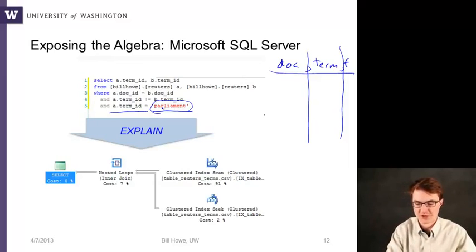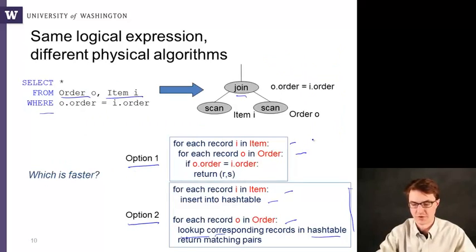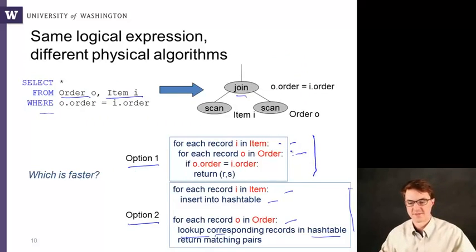So now, what I want you to notice, though, is that when I explain this query, I get a different physical plan. The logical plan looks the same. It's still got scan, scan, and a join, but the algorithm to compute the join has changed, and now it's this thing called nested loops. And that nested loops corresponds exactly to this pseudocode here. That's why they call it nested loops, the outer loop and the inner loop. So exactly the same thing.